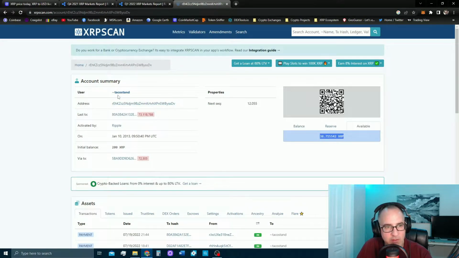This is the wallet. Here's taco stand. We know this is his wallet. This is his available balance, 38 XRP. So essentially it's empty. So the rumor, or the thought right now, is that maybe those 9 billion tokens have been going to these exchanges to provide liquidity for retail investors.